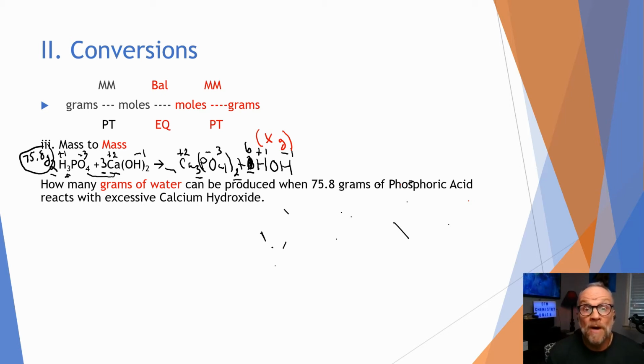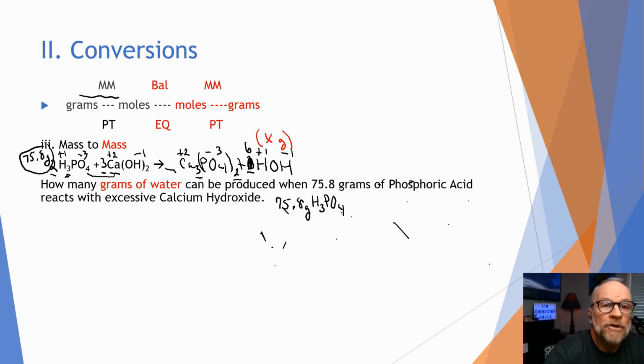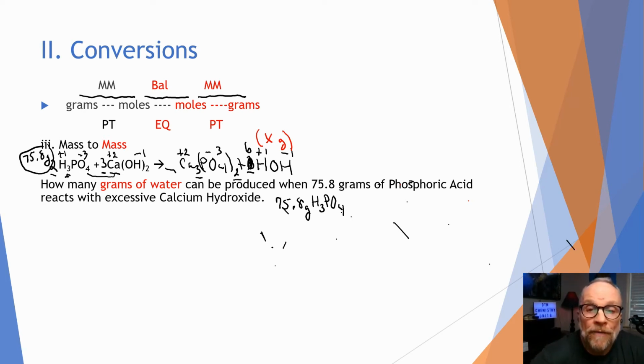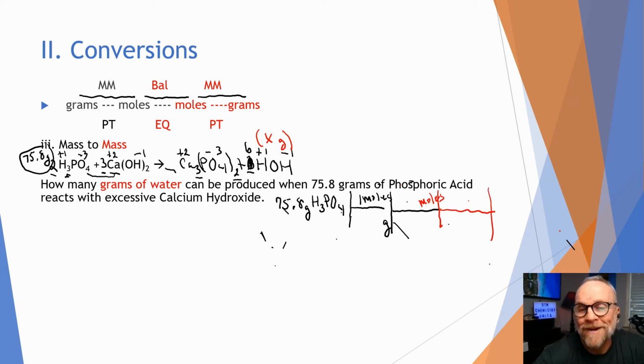As always, we'll write down our given, which is 75.8 grams of phosphoric acid, H3PO4. So we're going from grams to moles, moles to moles, and moles back to grams. So 3 different steps here. So I have 3 conversions, grams to moles. Whenever we have grams and moles together, it'll be 1 mole, then moles to moles, and then moles back to grams. Moles here, I'm color coding it.